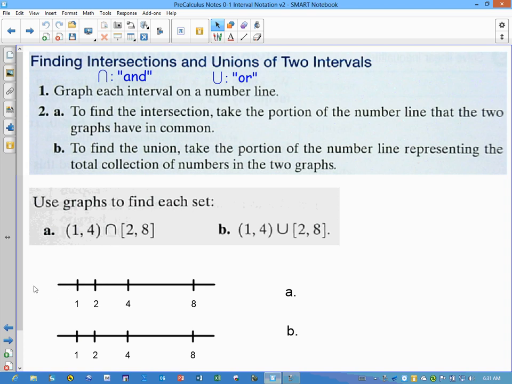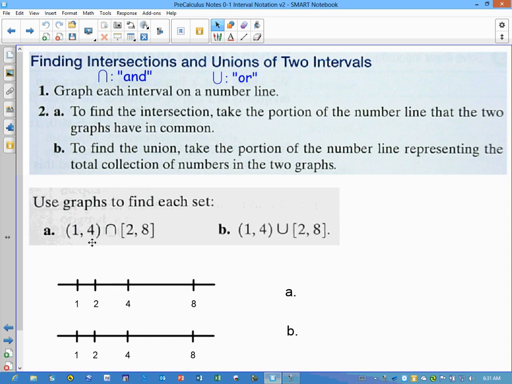So I can ignore everything left of 1. Between 1 and 2, that would be in the first interval. All the numbers from 1 to 2 are in the first interval, but they're not in the second interval. So for an intersection, it must be in both of the intervals, so I would not shade anything from 1 to 2. When I go from 2 to 4, 2 to 4 is included in the first interval, 2 to 4 is included in the second interval, so that is something I would shade in.